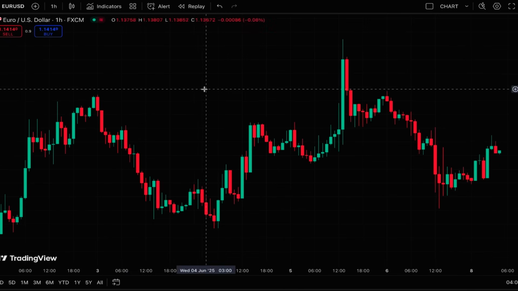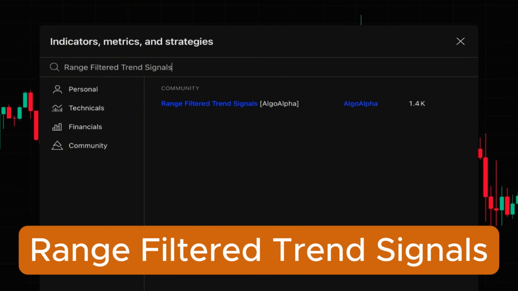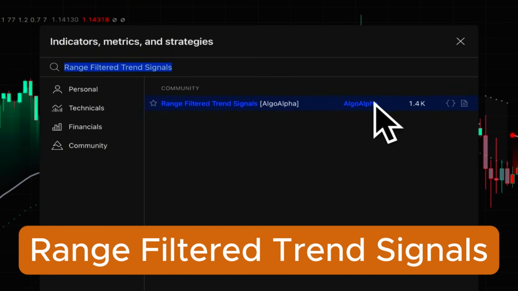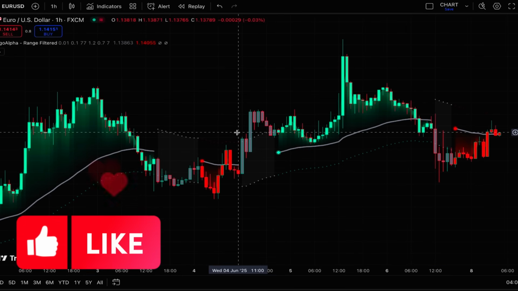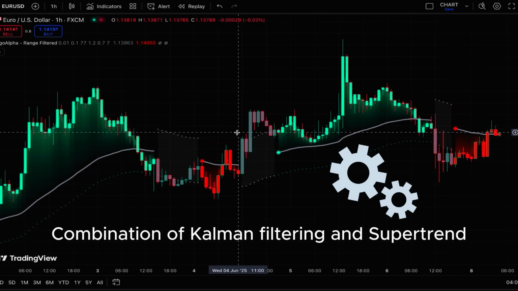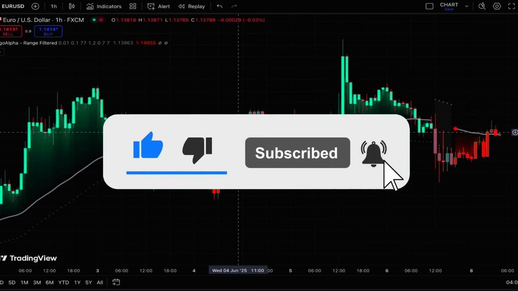Alright, to add the indicator to our chart, here we click on indicators and we search "range filtered trend signals". This one, which is written by Algo Alpha. Alright, this is the indicator and as you can see it's overlaid on the price chart. This indicator is a combination of Kalman filtering and Super Trend, and because of also considering volatility, it's able to help us with trending and non-trending situations in the market.